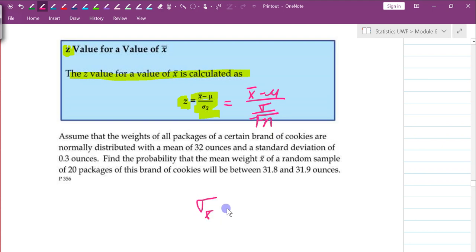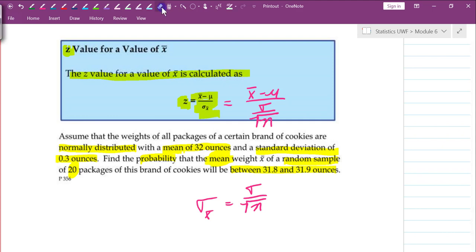So it says assume the weight of all the packages of a certain brand of cookies are normally distributed with a mean of 32 ounces, and a standard deviation of 0.3 ounces. Find the probability that the mean weight, so we're taking an average, the average weight of a random sample of 20 packages, so we're not looking at just one package of cookies, we're looking at a sample of 20 packages of cookies, and we're calculating the mean weight of those 20 packages. And we're saying what's the probability that the mean weight will be between 31.8 and 31.9 ounces.